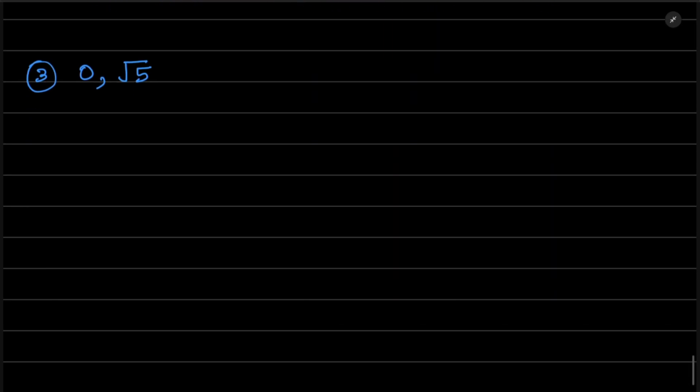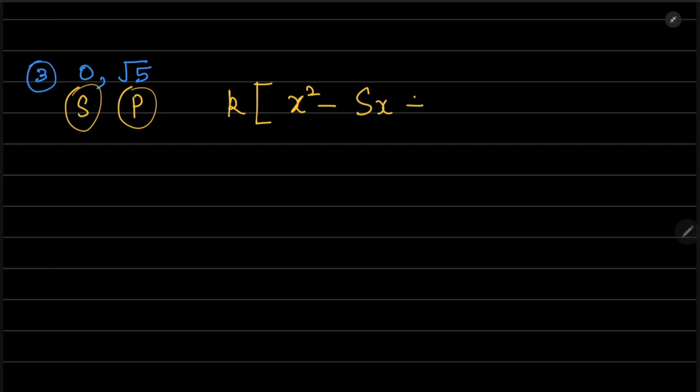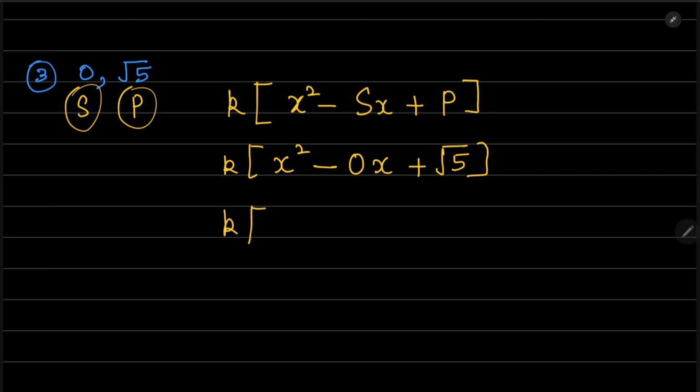Yeah, the next question is, your sum is 0 and your product is root 5. The first thing to do is write the formula: k multiplied by x square minus sx plus p. So k multiplied by x square minus the sum, which is 0, 0x plus p, which is root 5. 0x is nothing, you don't have to write anything. So k multiplied by x square plus root 5.